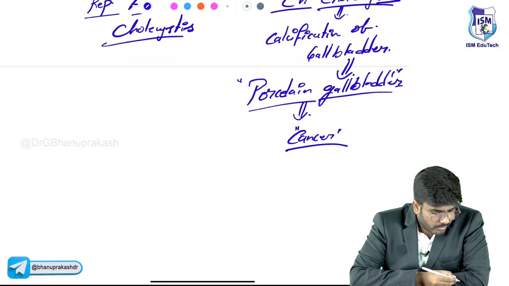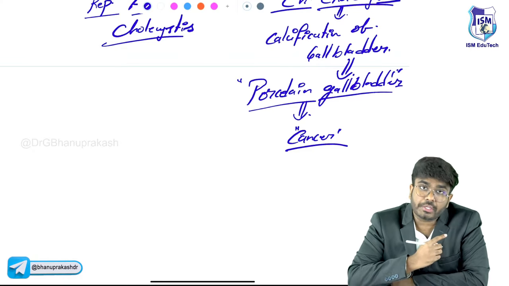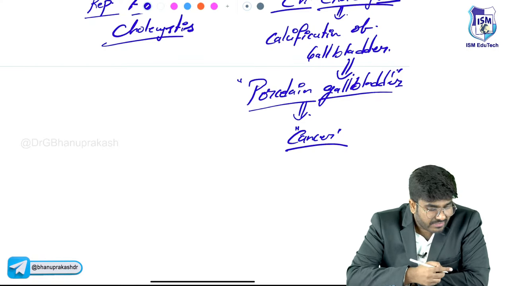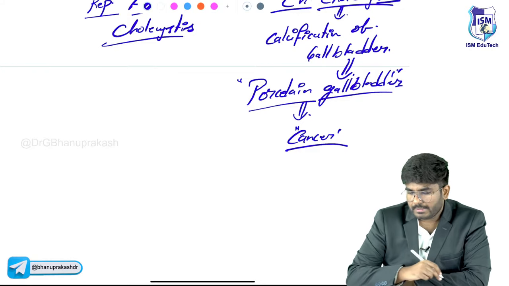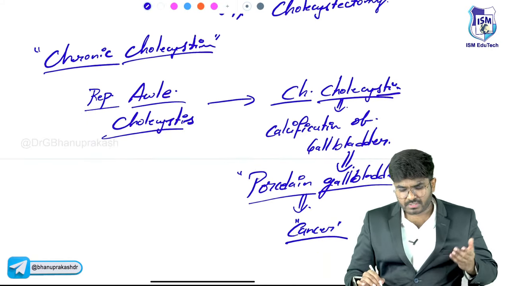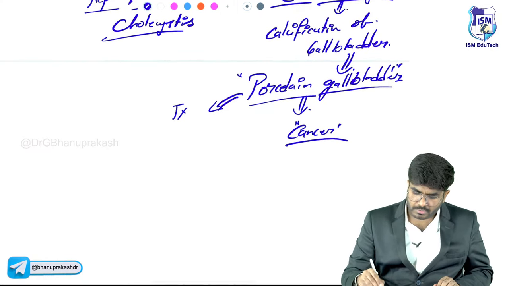The most important point which I want you to know is that repeated attacks of acute cholecystitis can lead to chronic cholecystitis, where there is calcification of the gallbladder. Next, there is chronic cholecystitis or porcelain gallbladder. Again, the treatment is going to be cholecystectomy.